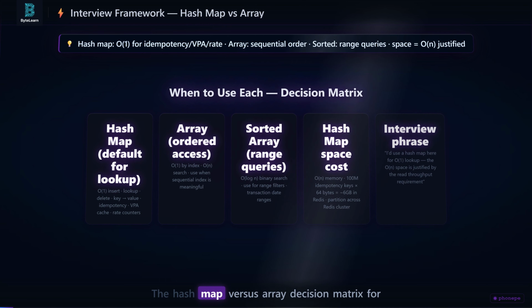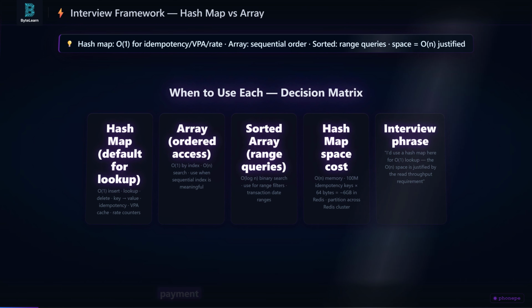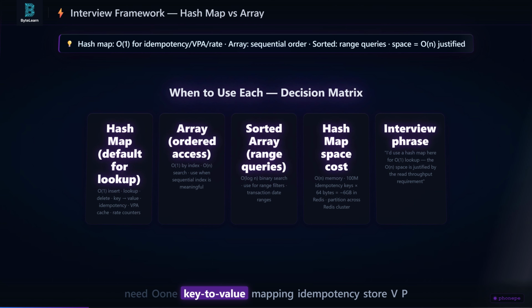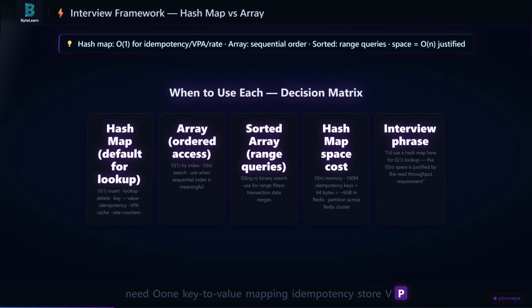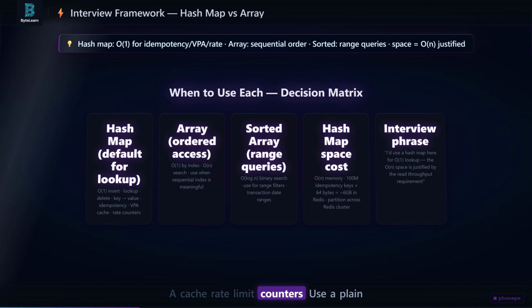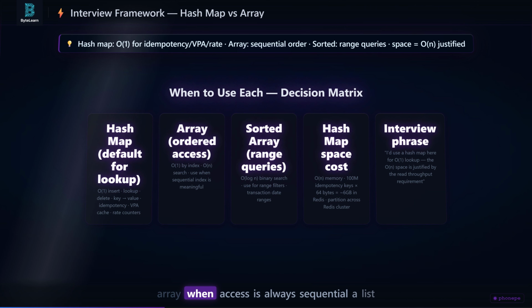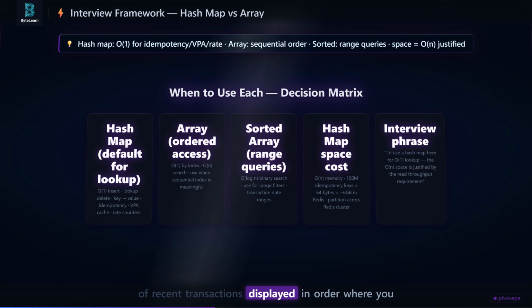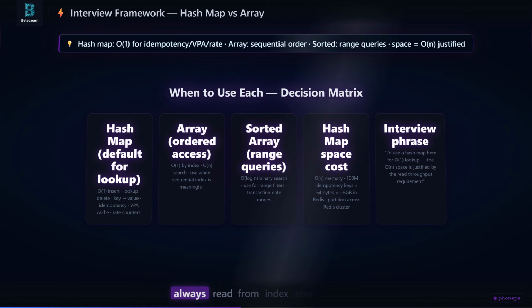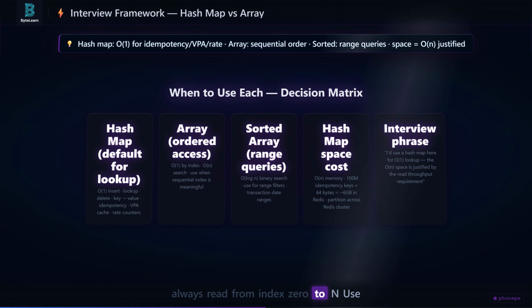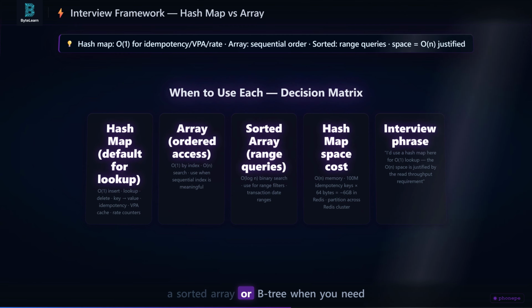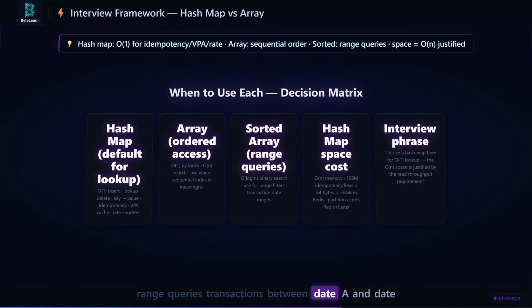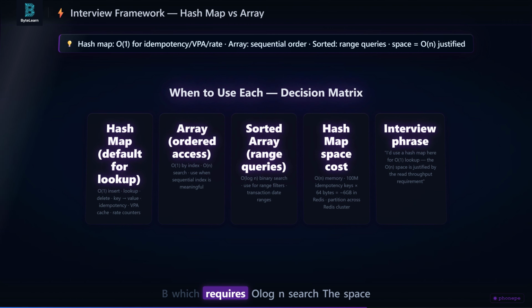The hash map versus array decision matrix for payment systems. Use a hash map when you need O(1) key to value mapping: idempotency store, VPA cache, rate limit counters. Use a plain array when access is always sequential, a list of recent transactions displayed in order, where you always read from index 0 to n. Use a sorted array or B tree when you need range queries, transactions between date A and date B, which requires O(log n) search.